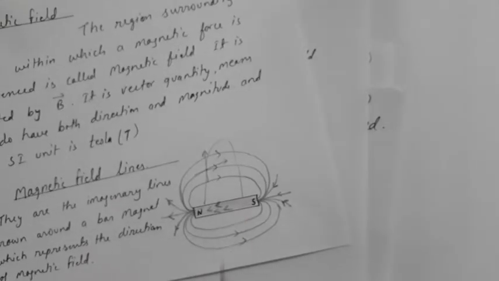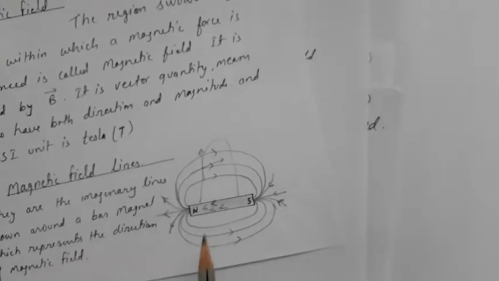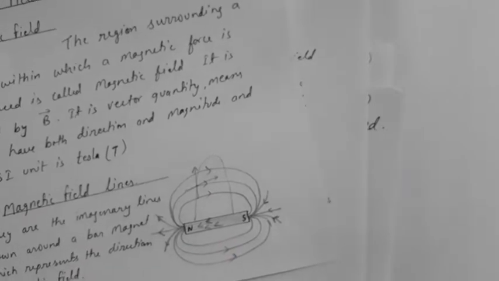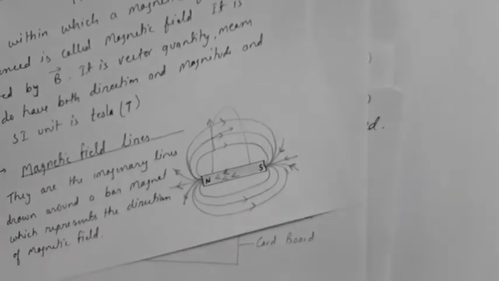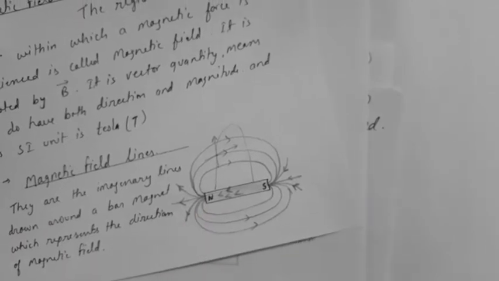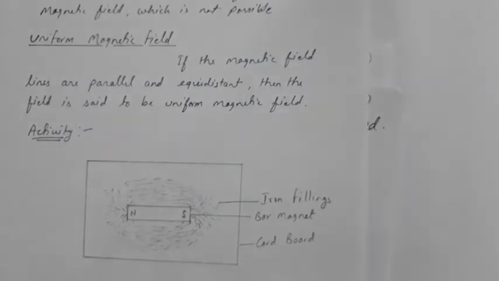So this is very important, that the magnetic field lines do have this type of pattern, that they are always moving from north to south, and they will never intersect each other, and the magnetic field is very strong near the pole, and as we move away from the pole they will become weaker. So these are the very important points about the magnetic field.